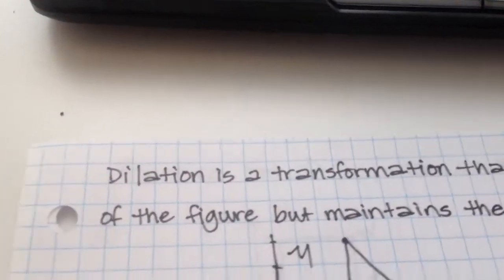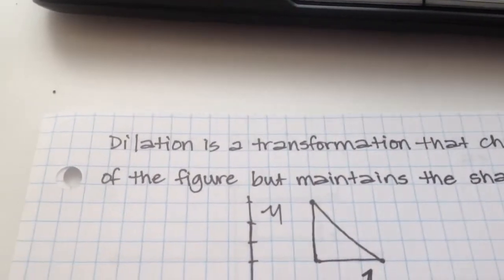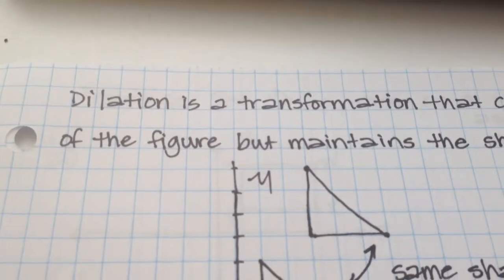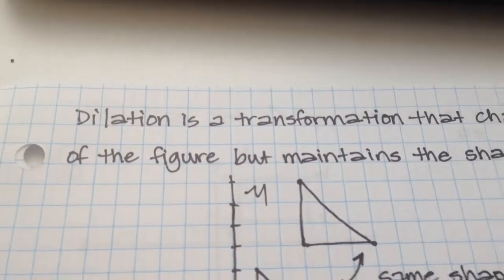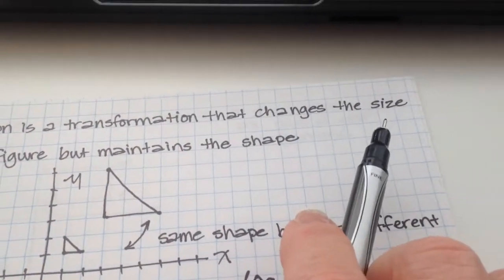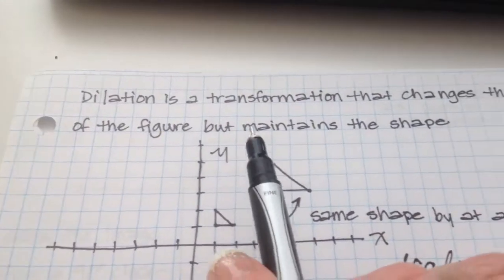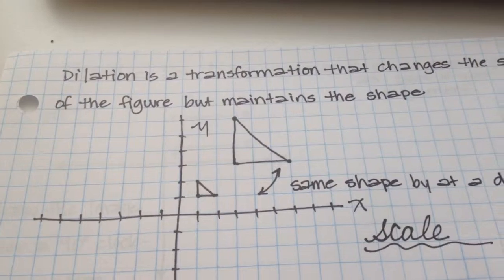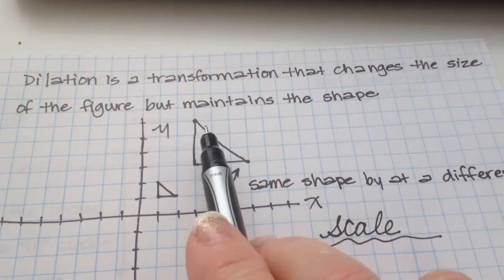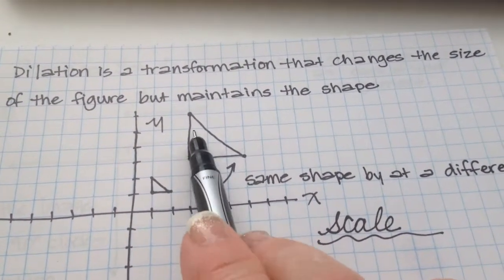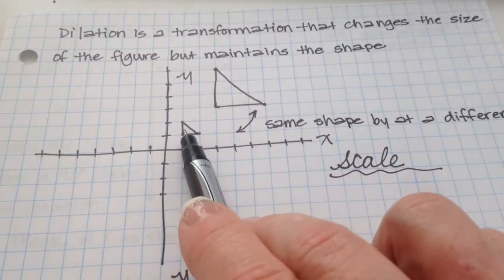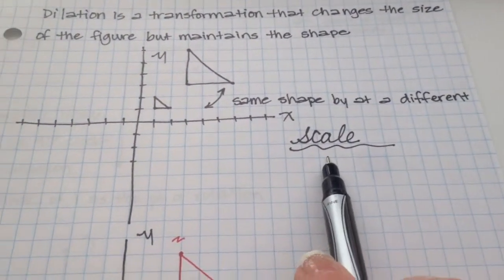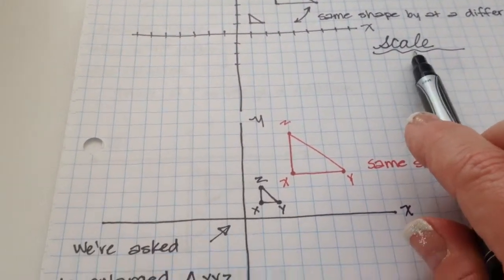We got dilation. Okay, have you ever been to the eye doctor and they put drops in your eyes and it dilated your eyes, it made the pupil bigger? Okay, so dilation is a transformation that changes the size of the figure but maintains the shape. So your pupil is still round, it just gets bigger or smaller, right? So here we have this is the same shape as this little itty bitty one. It's just drawn at a different scale. All right, a different scale.